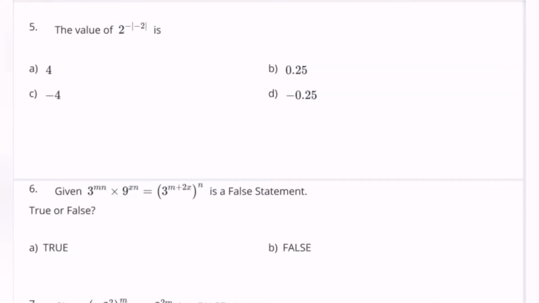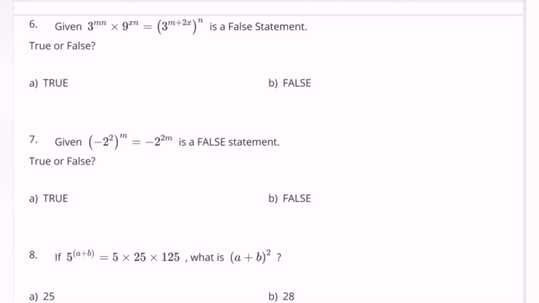Next, refer to question number 5, the value of 2 to the power of negative, where we have the modulus of negative 2. If we simplify the situation, we will have 2. Rewrite the situation. This refers to the negative indices, where we have 1 over 2 to the power of 2, which equals 1 over 4. The answer would be 0.25. So the answer would be B.